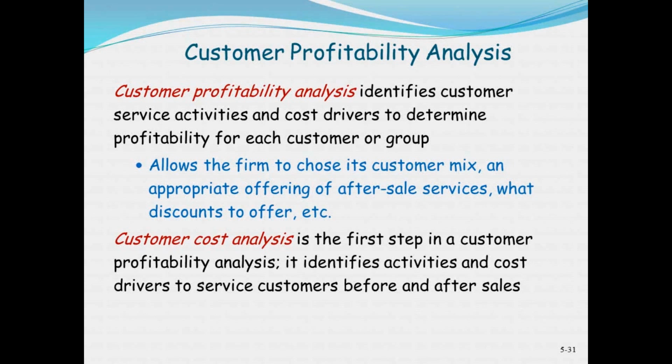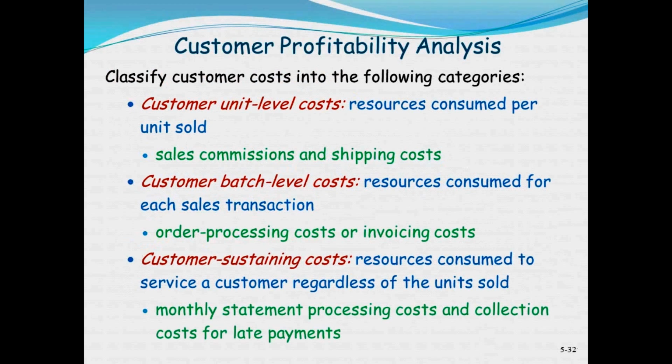So the first step is the customer cost analysis, which is very much the same as the first step in activity-based costing. You look at your customers and say, what are the activities that we're performing for that customer? And they come in 5 flavors. Remember, for activity-based costing, they were product-based, batch, facility, or unit-based. Here we have 5. The first one is customer unit level costs. An example is a cost for every unit sold, maybe a sales commission. You pay a salesperson for every unit sold.